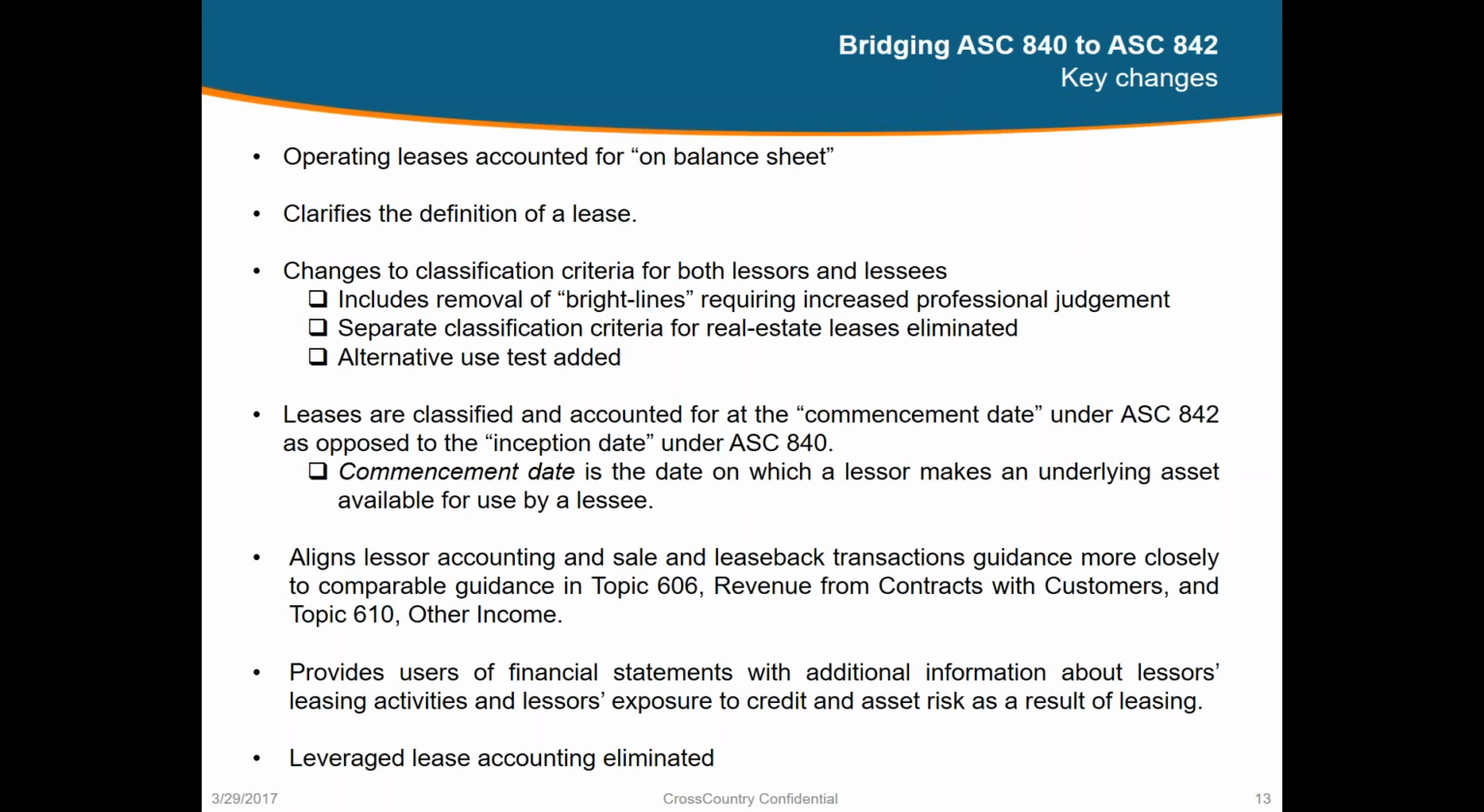In addition, the FASB considered various approaches that would have changed the lessor accounting model, but decided not to make significant changes to the lessor model. However, changes do exist, and changes to the definition of a lease apply to both lessors and lessees. Lessor accounting is also aligned with the new revenue recognition standard, Topic 606.